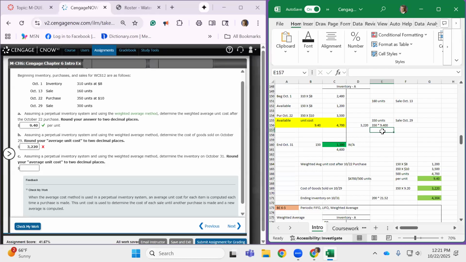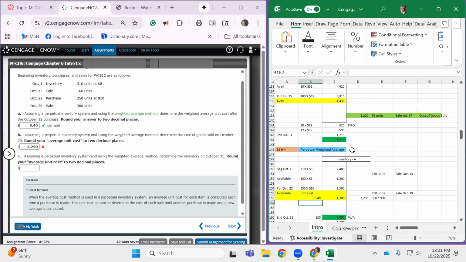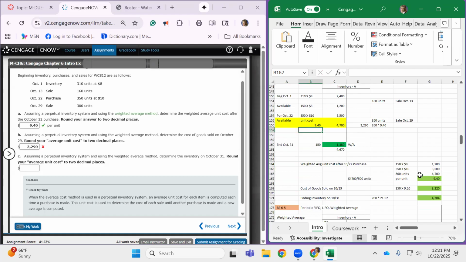So here we go. That average changed. Okay, that average changed. So luckily you have software to do this. Let's try 3290. I believe that should be right, and I'll show you why. It's still not, is it? Okay, let's keep going. Let's keep going.